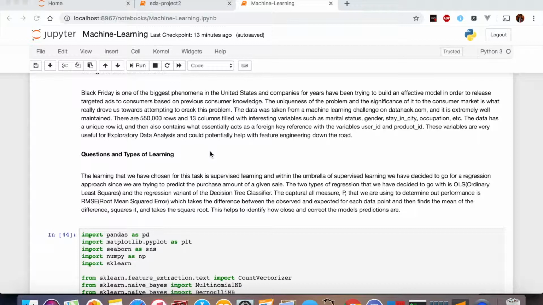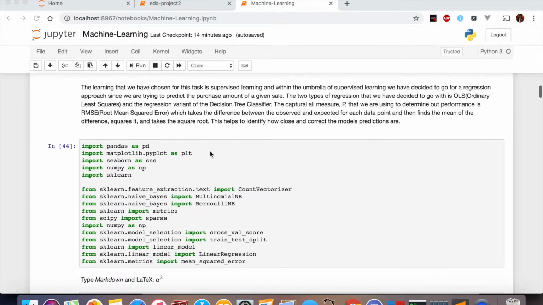The performance metric P that we've chosen to use here is RMSE, which is root mean squared error. This basically takes the difference of your linear model residuals, squares it, finds the mean of it, and then takes the square root. The value of this is it tells you how close and correct your model's predictions are.